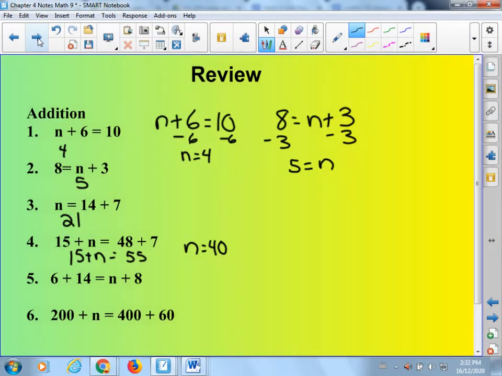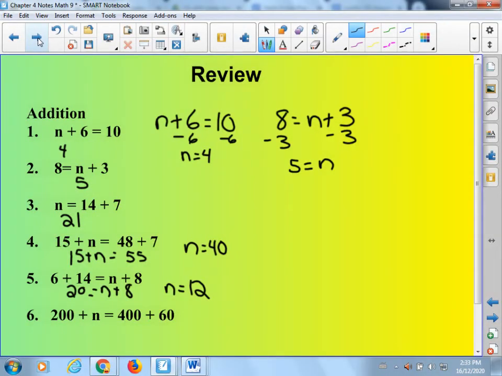If I look at 5, it's the same thing, but in the reverse order. Know that your steps are still the same. If you can solve the side, you should solve it. So 6 plus 14 is 20. 20 is equal to a number plus 8. So what do I need to add to 8? So I can solve using algebra. The opposite of plus 8 is minus 8. What I do to one side, I will do to the other, which gives me n equals 12.